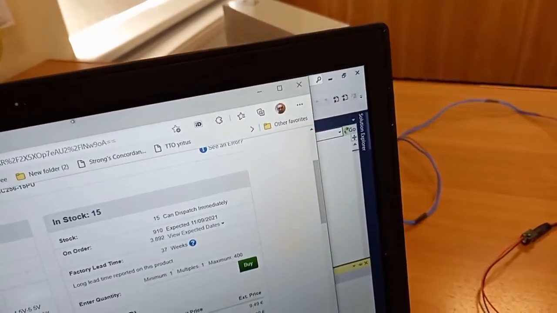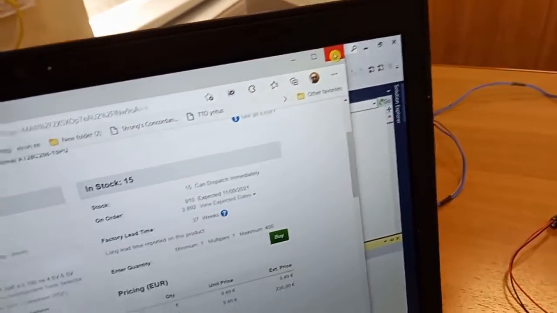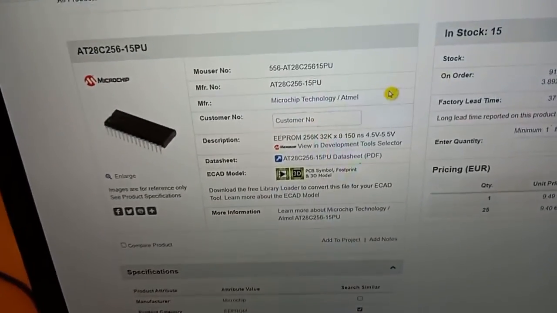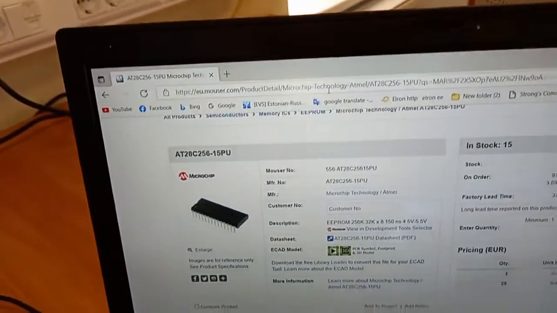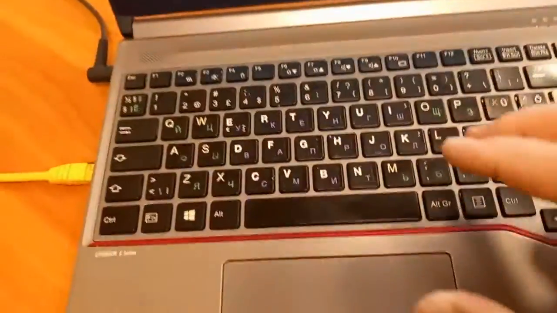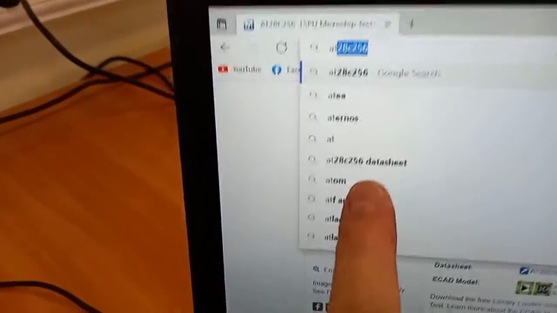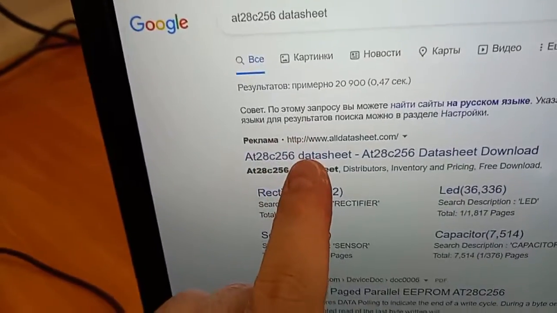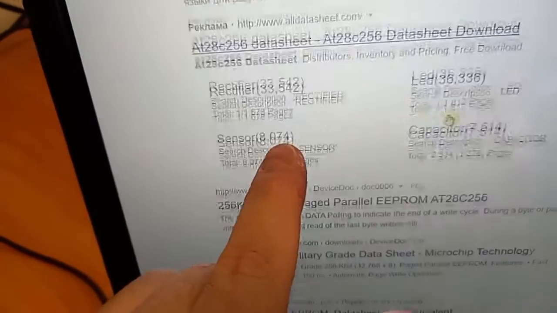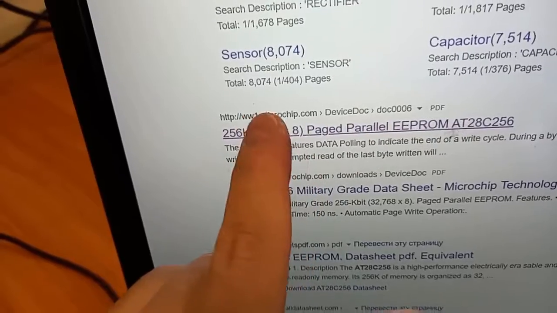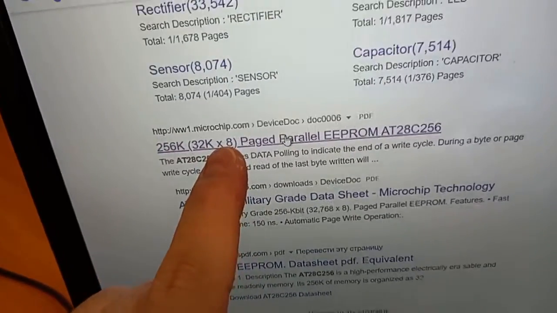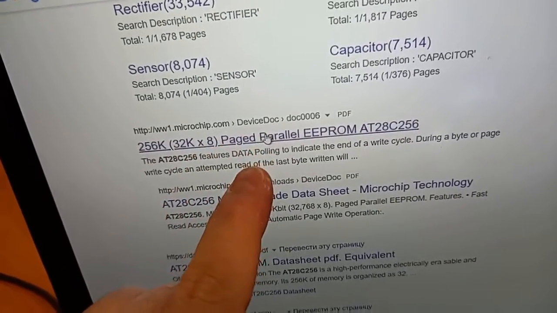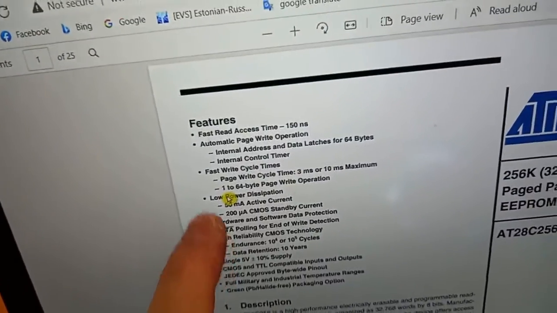Every address of this chip holds FF. Let's take a look at its datasheet. Yeah, this is the datasheet, and we want to see it from the manufacturer. That's Microchip, the manufacturer of this chip. This PDF, that's the one.